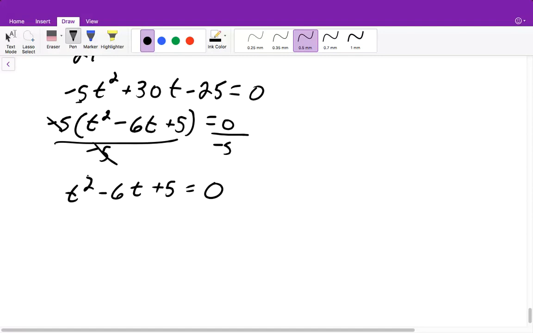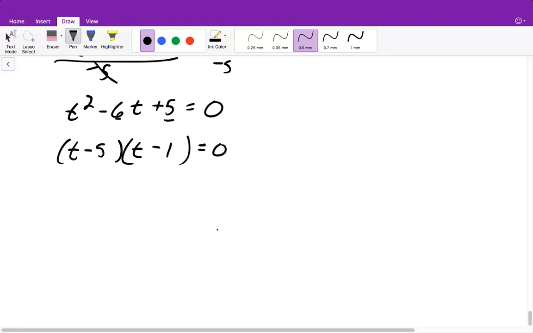If I look at this, I can go ahead and jump straight to the quadratic formula, but I know that there are factors of 5 that add up to 6. It's 5 and 1. So that means that this is going to factor out to t minus 5 times t minus 1 is equal to 0. If you're unsure about how I did that so quickly, just use any of the methods that you use, whether it's the x method or anything else to factor that.